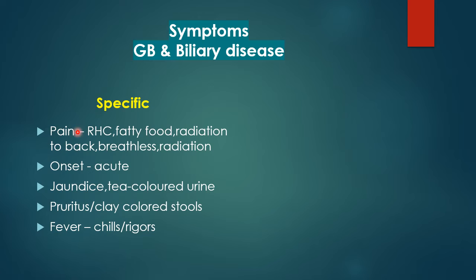Sometimes the patient has complaints of breathlessness, and radiation of the pain to the shoulder and the back, as I mentioned. The onset is usually acute, usually within a few days. Sometimes they can be jaundiced, with decolored urine, pruritus, and clay-colored stools, suggestive of obstructive jaundice. And if there is some form of infection like empyema or cholangitis, they can have high fever with chills and pruritus.